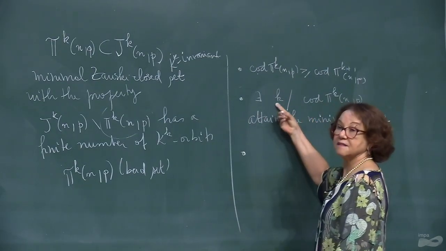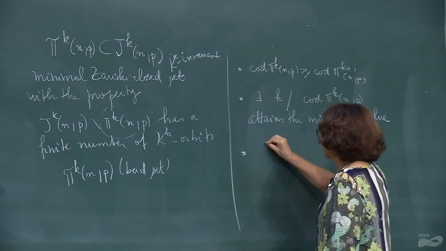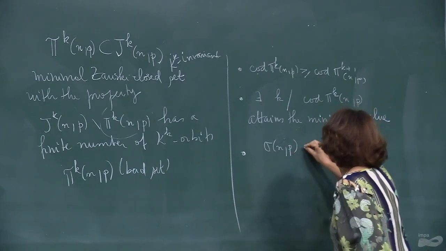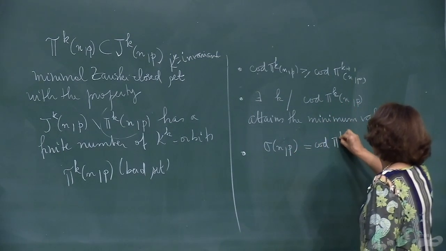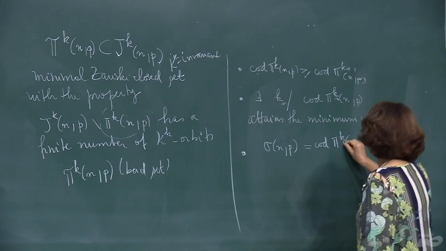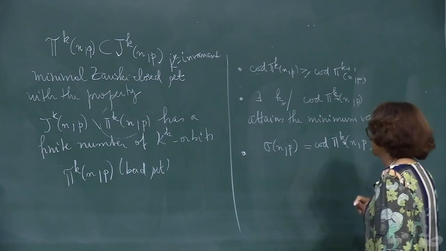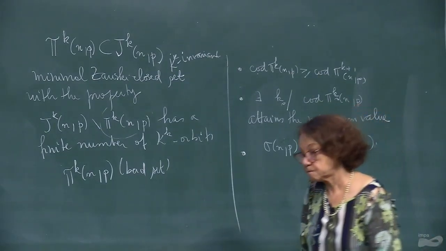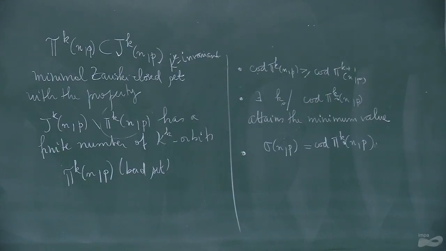So, for this K, we can say that sigma NP is equal to the codimension of the set. For this, let me put K0 here. So how did he prove this? In fact, he proved this looking at the classification of the algebras, because the K orbits are classified by algebras, and discovering when you really have modality for the classification of the algebras.